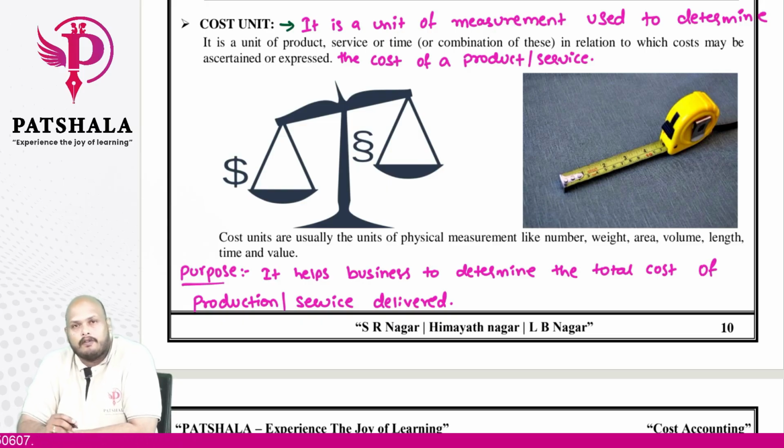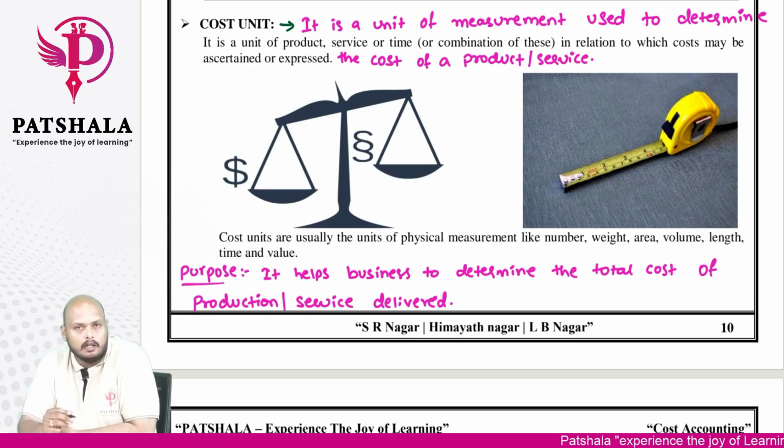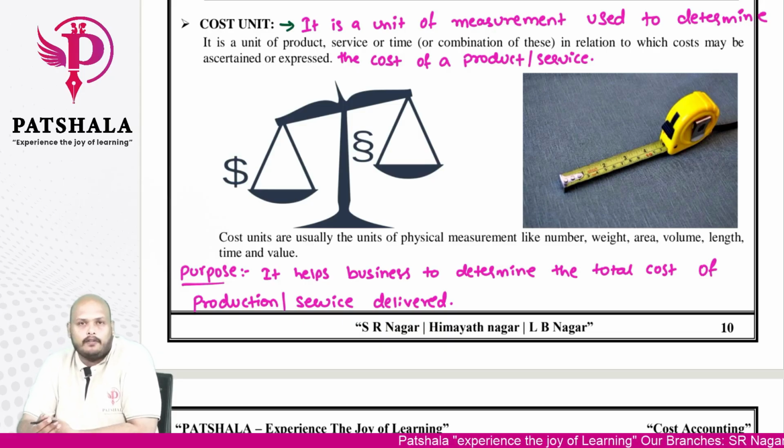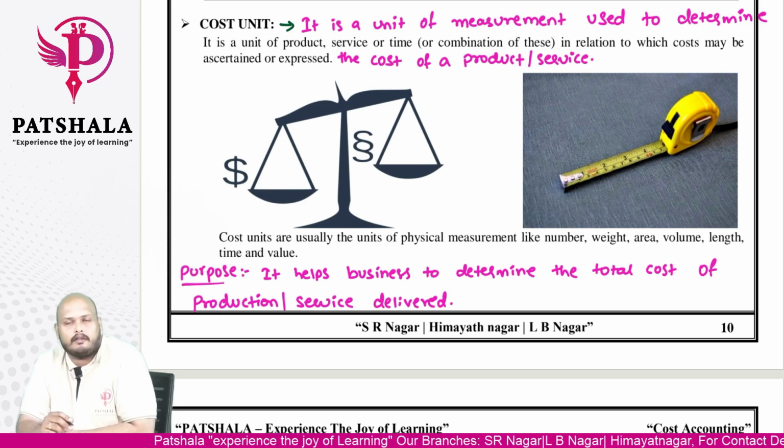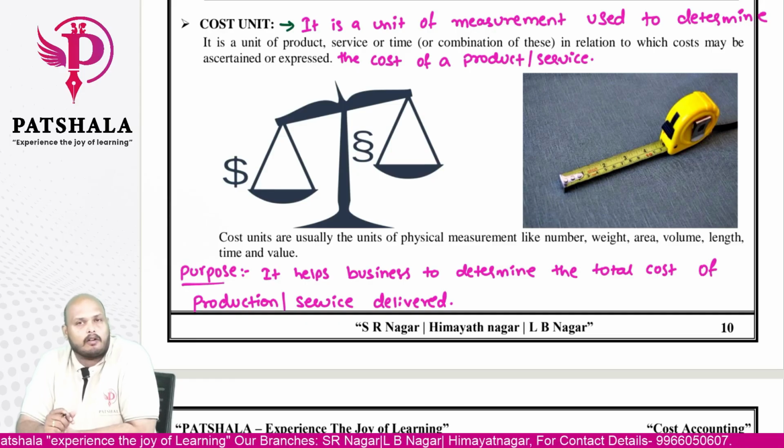Correct? If you are going to an educational institution, the cost unit which is used is per course or per student. That is the cost unit which is used by educational institution. If you are going to a hospital, the cost unit which is used is per patient or per service. So these are the different examples for a cost unit.